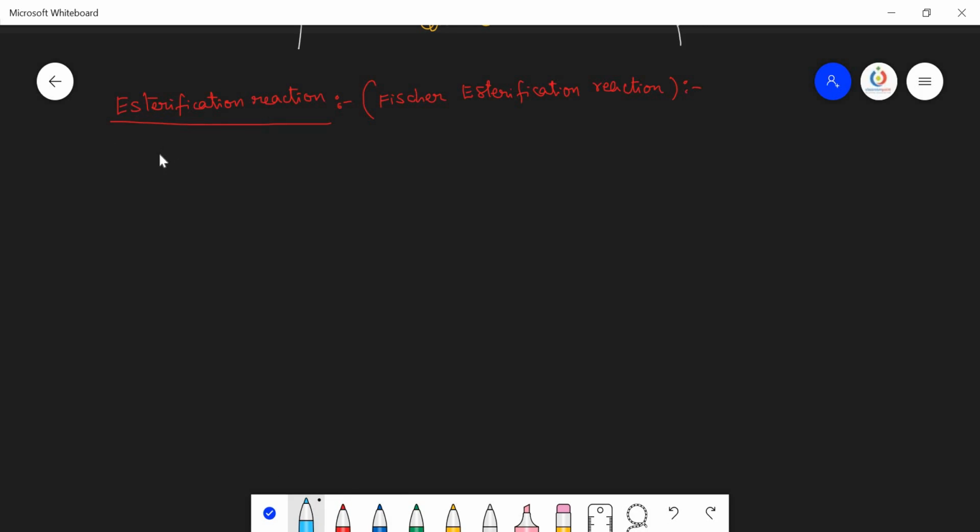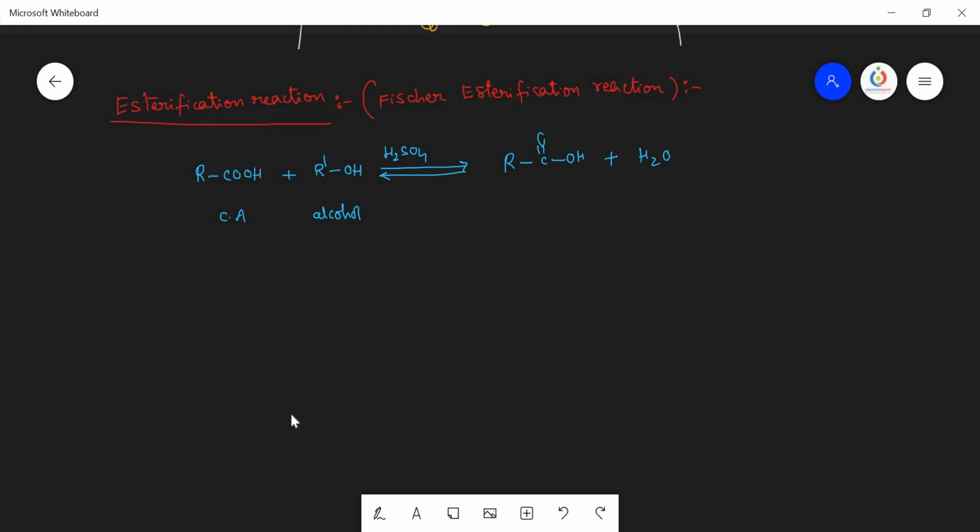So in this particular Fischer esterification reaction, we take one carboxylic acid, which reacts with the alcohol. This is a reversible reaction. In the presence of the acid, generally we take H2SO4, then we get the ester plus H2O molecule.